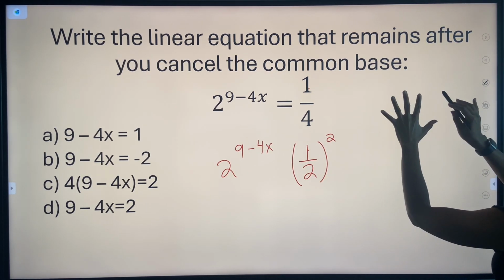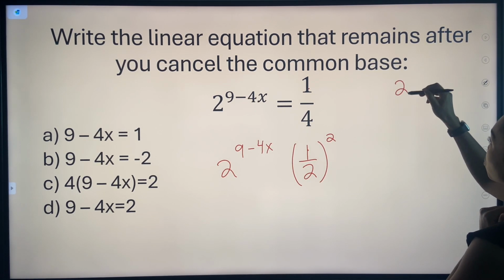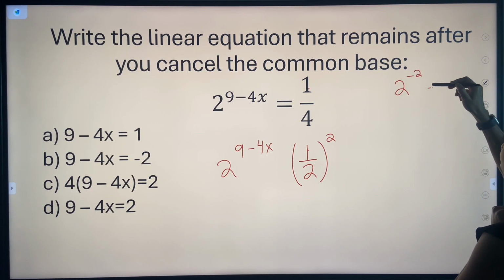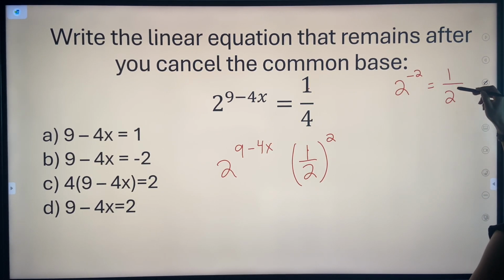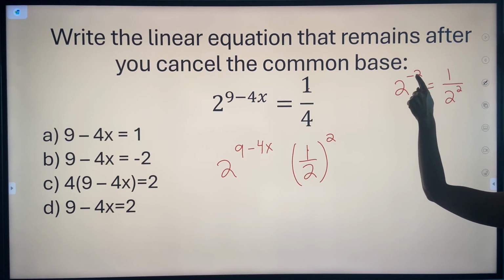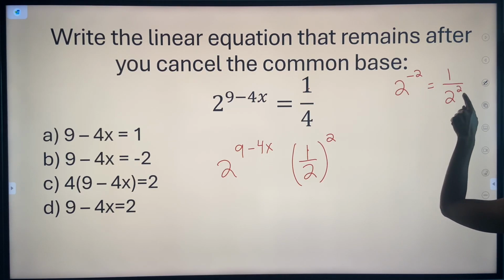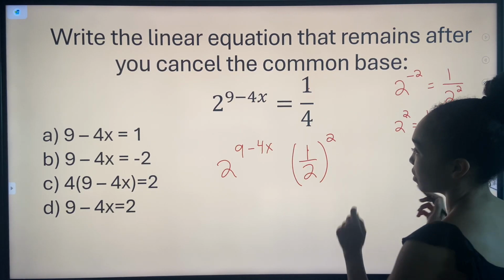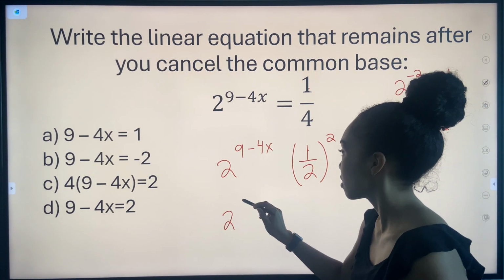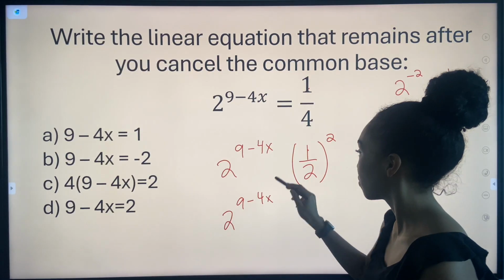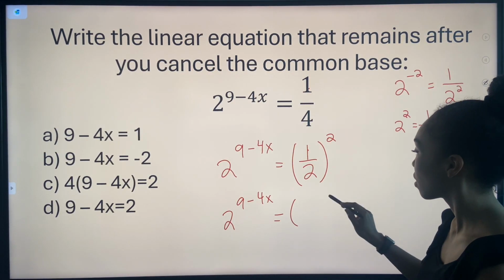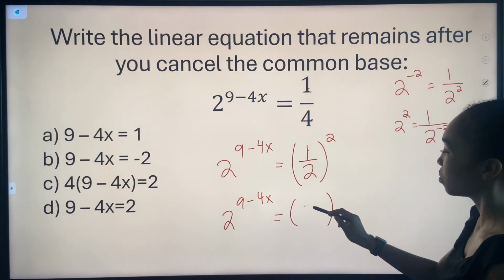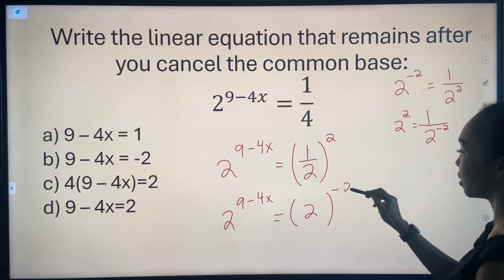Okay, now let me remind you of something. If you have 2 to the negative 2, you write this as 1 over 2 to the 2. If you have a negative exponent, you can make it positive by putting it into the denominator. So in this case, if I want to flip this 2, I need to make this negative. So this will stay the same, and I can flip this 2 so that the exponent will now be negative.